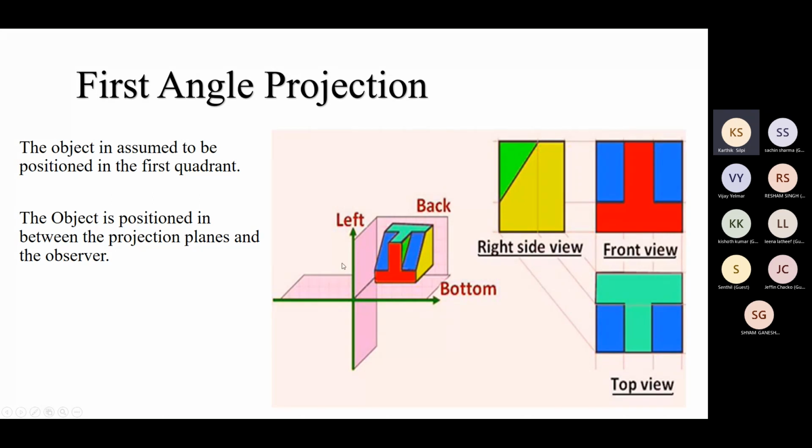I'm not explaining this in depth because it will take a lot of time. Just try to remember that in first angle projection, your top view will be in the bottom, and your right side view will always be in the left side. Like this is an object, and you have a front view like this. When you draw the front view, the top view will always be in the bottom, and the right side view will always be on the left side of this front view. Just remember this; it is called first angle projection.